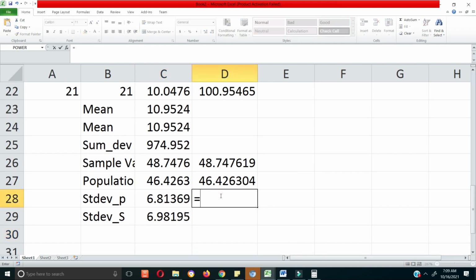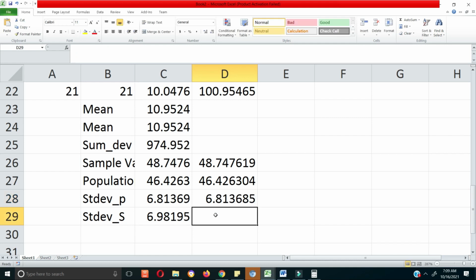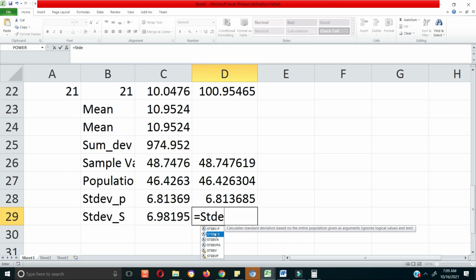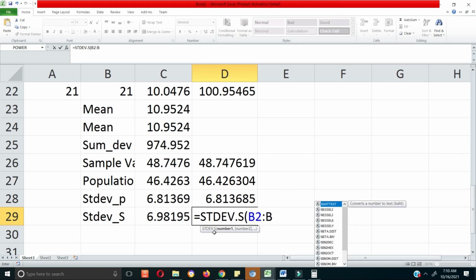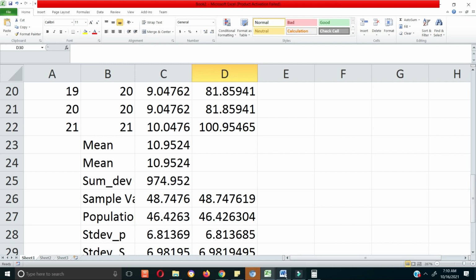Alternatively, you could use the standard deviation function STDEV.P for population standard deviation, B2 to B22. So you get the same value exactly. Then you could get the sample standard deviation using the function, which is going to be B2 to B22. That gives you exactly the same value here and there. So this is the standard deviation and the variance.